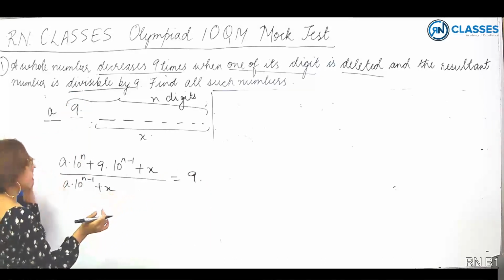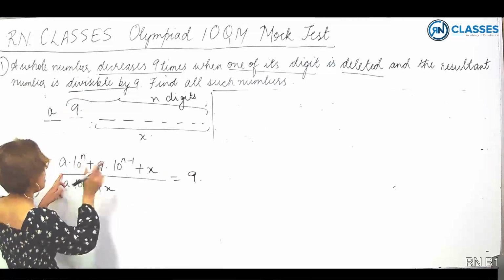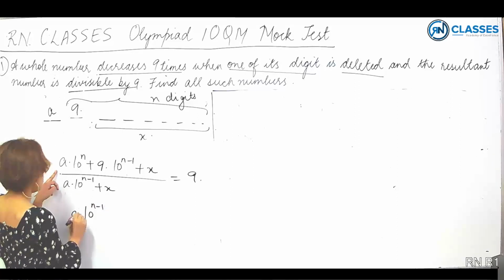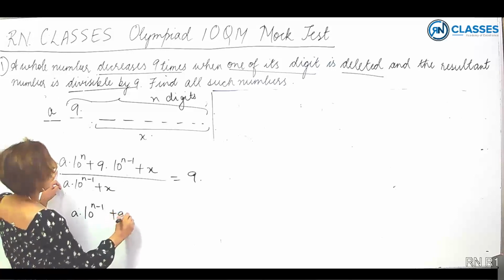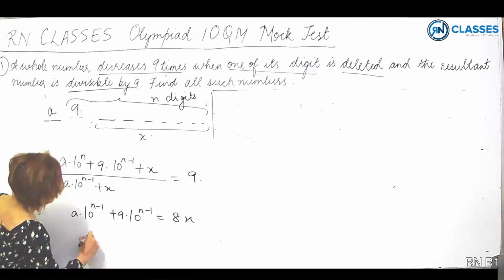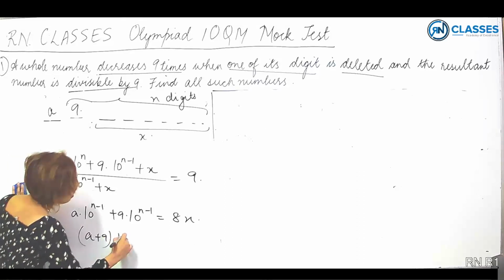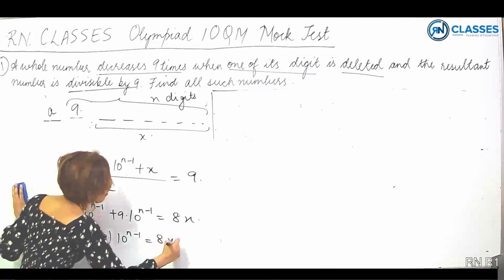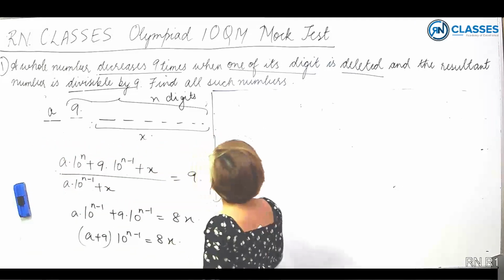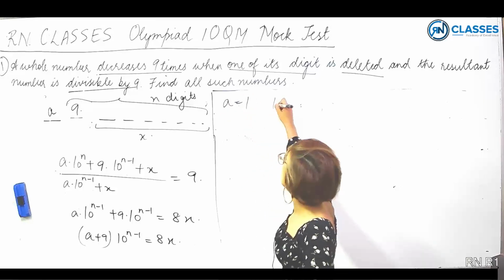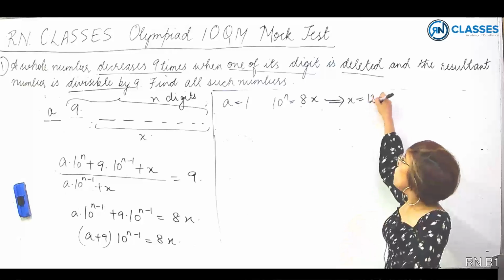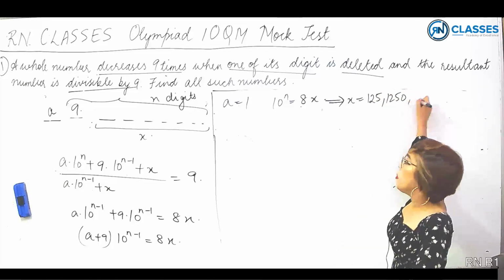Cross multiply. So I'll get 10 raised by n minus 1 and a is multiplied by that. Then plus 9 into 10 raised by n minus 1 equal to 8x. From here, obviously, I'll get a plus 9 into 10 raised by n minus 1 equal to 8x. Right? Now you'll be like, ma'am, cases bana lete hain, you can do that. When you put a is equal to 1, you will get 10 raised by n is equal to 8x. So that means x will turn out to be 125, 1250, blah, blah, blah.